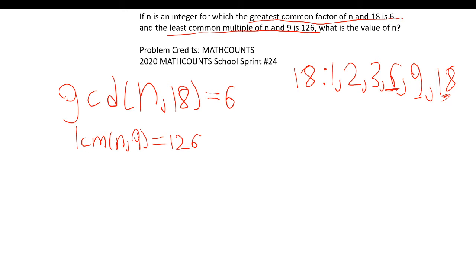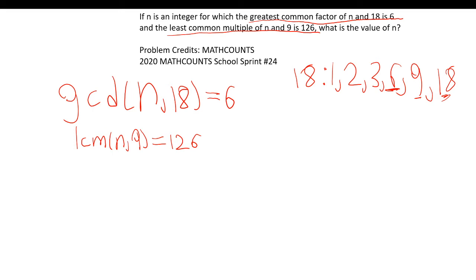Now, the prime factorization of 18: 18 is 2 times 9, 2 is prime, and 3 times 3 is 9, so we have 3 squared times 2. When we expand this, 3 squared times 2, we get 9 times 2, which is 18. So basically we can't have an even multiple of 9. So no even multiples of 9 can be n.